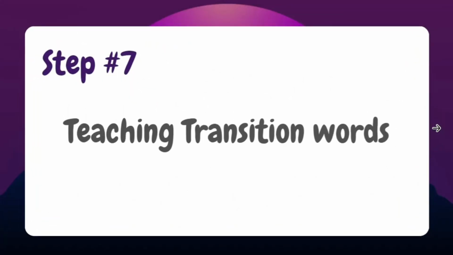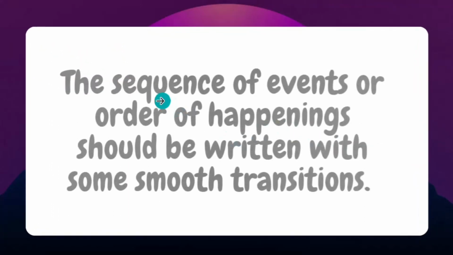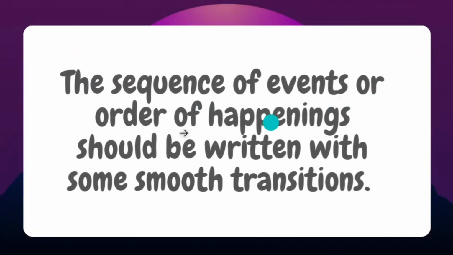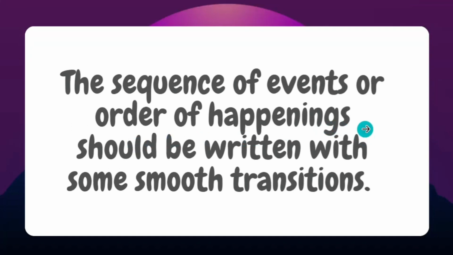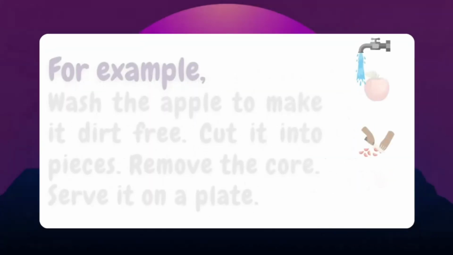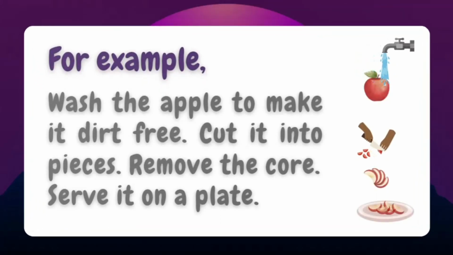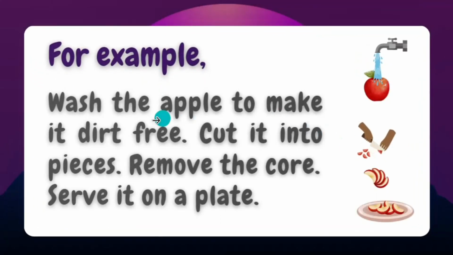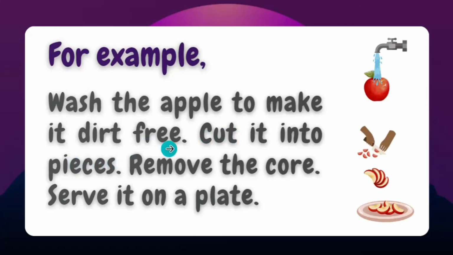Now we are at step number 7. Here we need to teach them transition words. Now what are transition words? The sequence of events or order of happenings in a story should be written with some smooth transitions. For example, if you just write something like this, wash the apple to make it dirt free, cut it into pieces, remove the core, serve it on a plate.